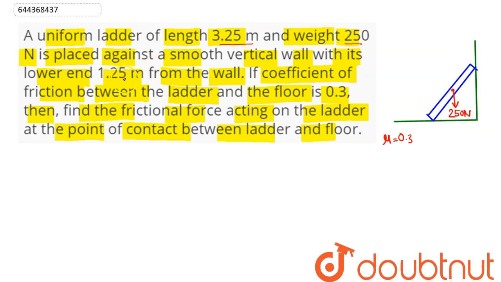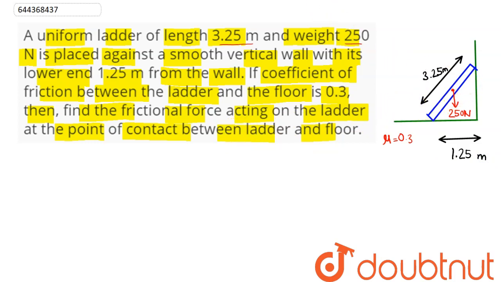So here the lower end is 1.25 meter from the wall. It is being said that this distance is 1.25 meter, and this rod length is given in the question as 3.25 meter. So this here is our 1.25 meter and this here is our 3.25 meter. Now we need to find the frictional force acting here.